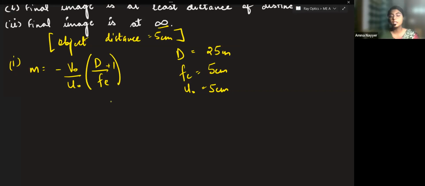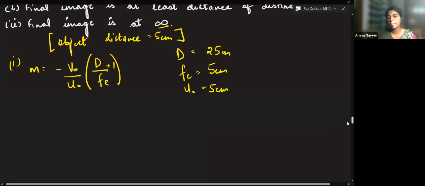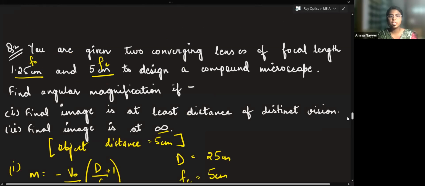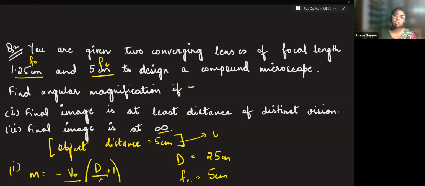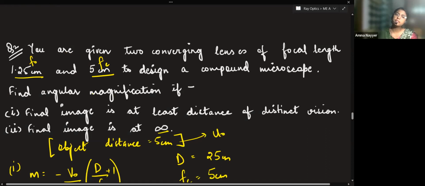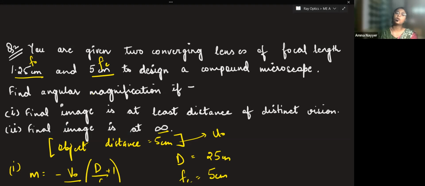All right. V naught is not given to you. V naught is not mentioned. See, F naught is mentioned to us, and we have U naught. This is object distance, and we have the focal length of objective. If you have F naught, if you have U naught, do you have any method by which you can calculate V naught?